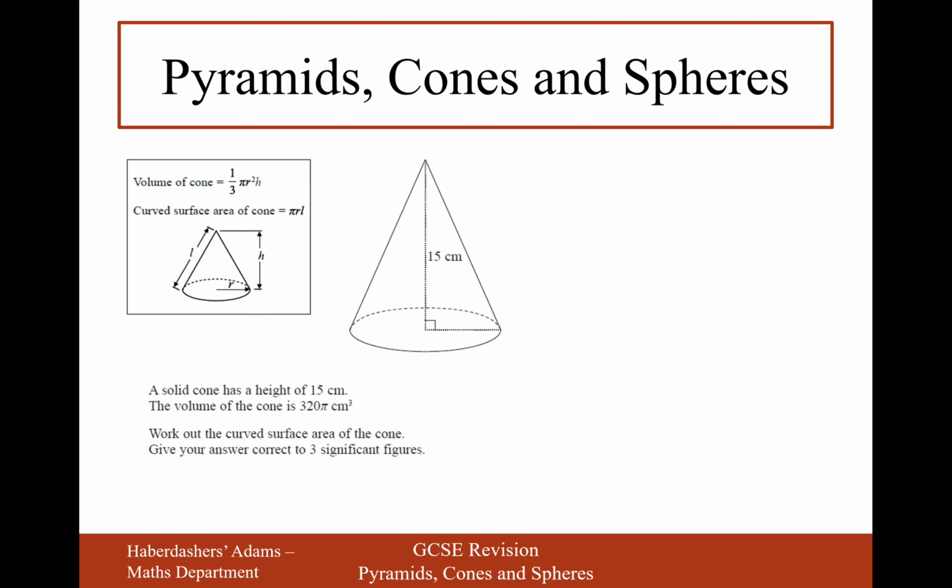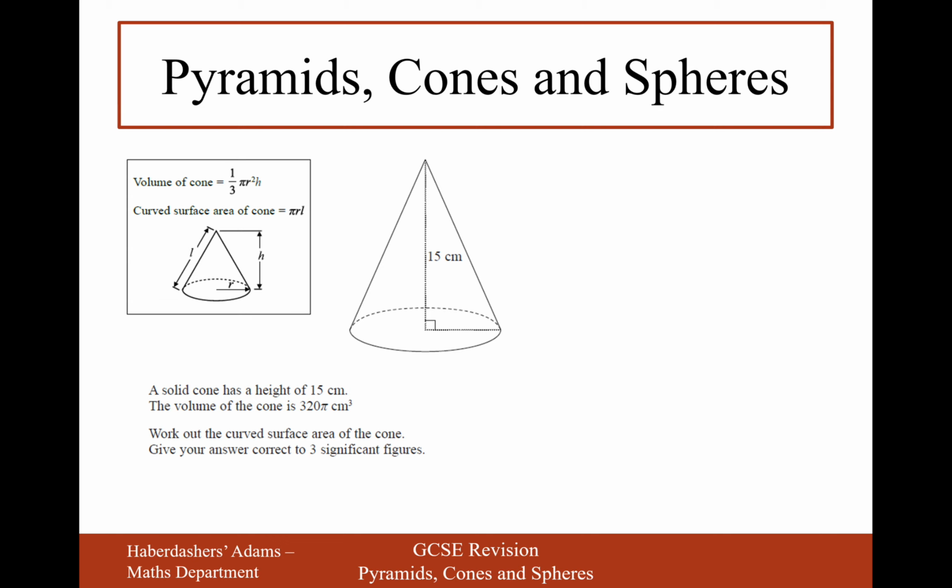Okay, let's get stuck into some questions now, so pause the video and give this one a go. Okay, so in this question here, a solid cone has height 15 centimeters. The volume of the cone is 320 pi. Work out the curved surface area of the cone, giving your answer to 3 significant figures.